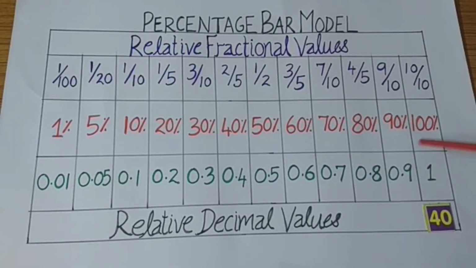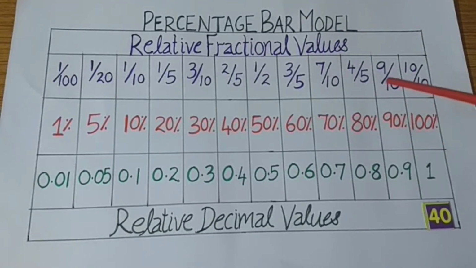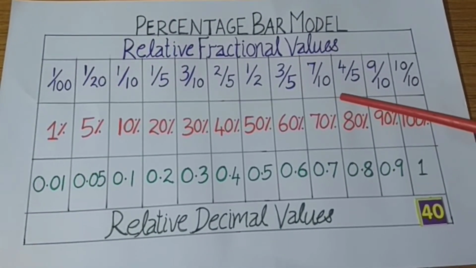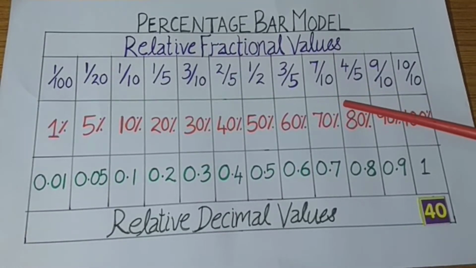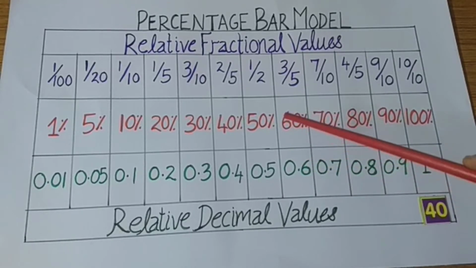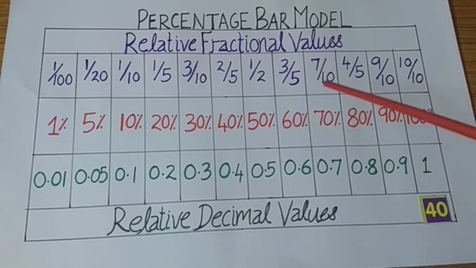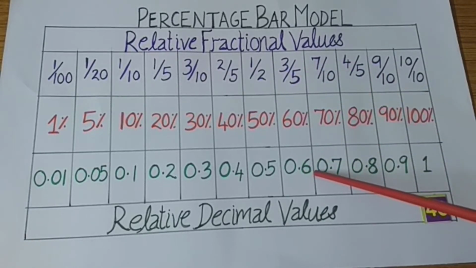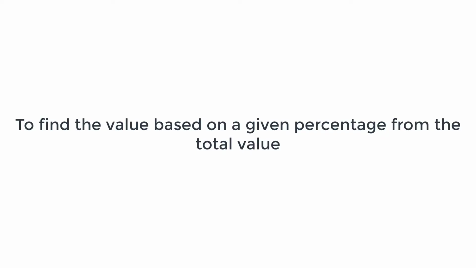This is nothing but a percentage bar model by which the student will be in a position to understand the percentage concept very clearly using the fractions or the decimal concept. But the teacher has to make sure that the student is already comfortable making use of fractions or decimals. So they can take either of the two and then find out the value based on a given percentage.